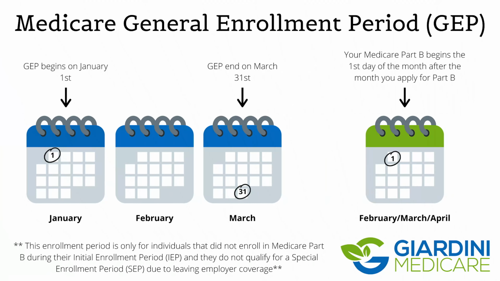Now, the GEP occurs annually from January 1st to March 31st, and again, thanks to changes from the Bennies Act we previously mentioned, if you enroll in Medicare Part B using your GEP, your coverage will begin the first day of the month following the month in which you apply. This is a big improvement from the past when individuals enrolling during the GEP would not have their Part B become effective all the way until July 1st of the same year, but luckily that is no longer the case.